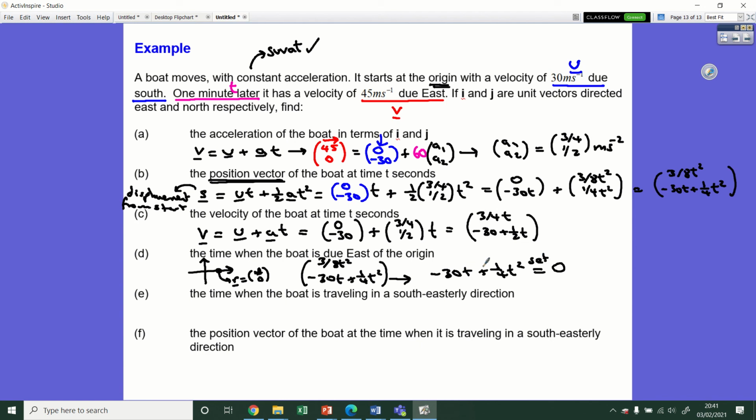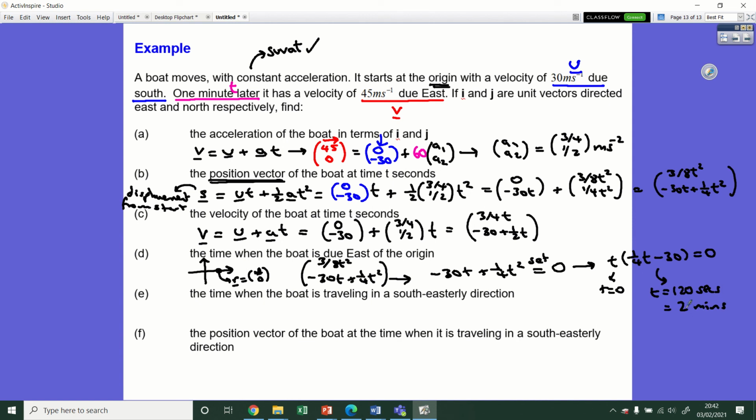Then it's just a basic quadratic. I'm going to factor out t first of all. So t lots of, I'm going to swap the order as well, that's going to be a quarter t minus 30 equals 0. And then that means that t equals 0, or t equals, what's this going to be? 4 30s is 120, which is 2 minutes.